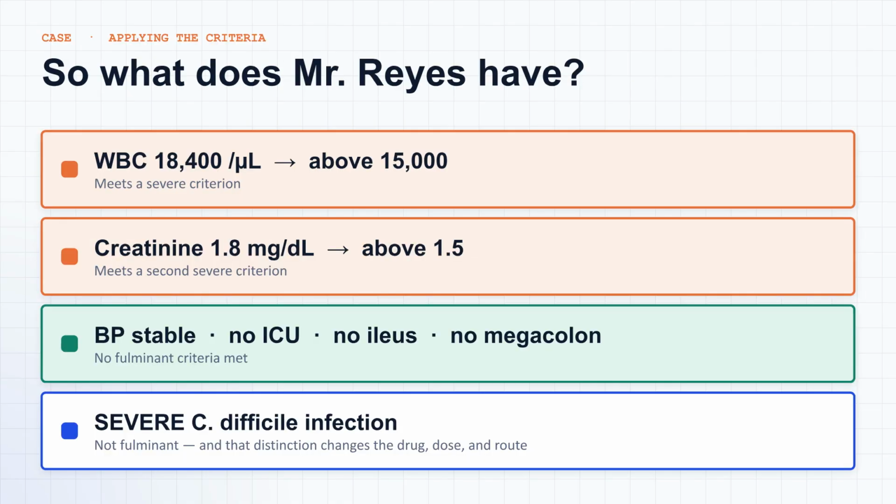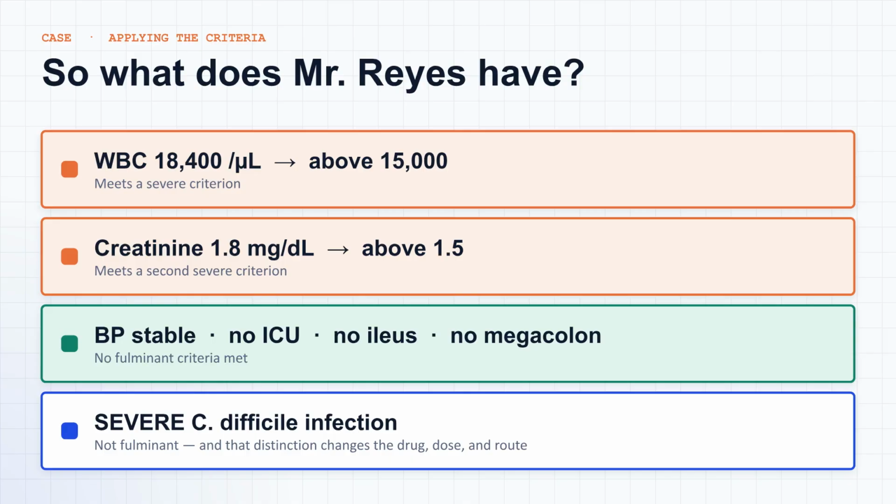Now apply it to Mr. Reyes. His white blood cell count is 18,400, which is above 15,000. His creatinine is 1.8, which is above 1.5. He meets the severe criteria on both counts. Now check the fulminant criteria. His blood pressure is stable. He does not need intensive care. His abdomen is soft with active bowel sounds, so no ileus, and there is no megacolon. So this is severe, not fulminant.